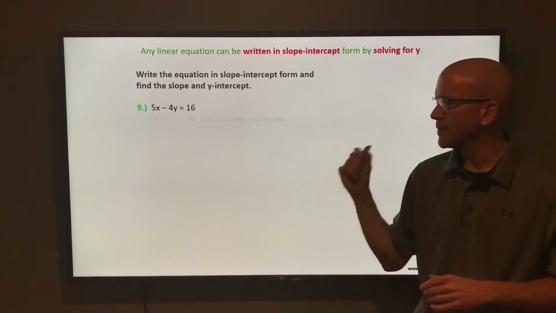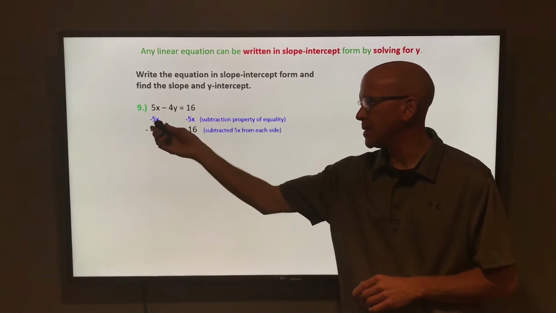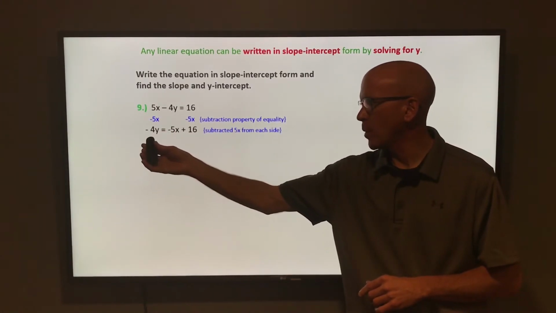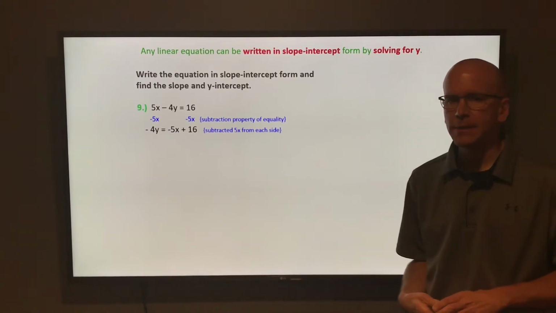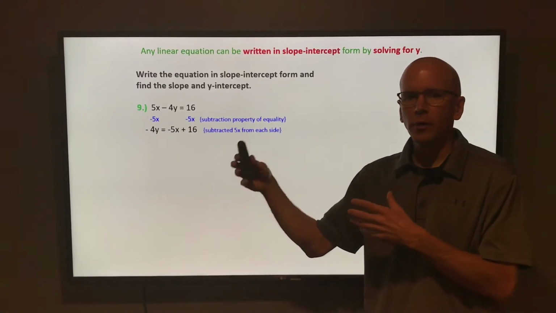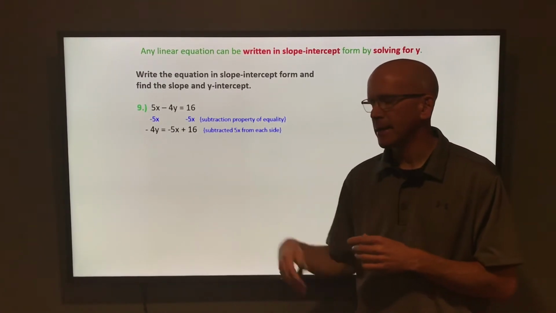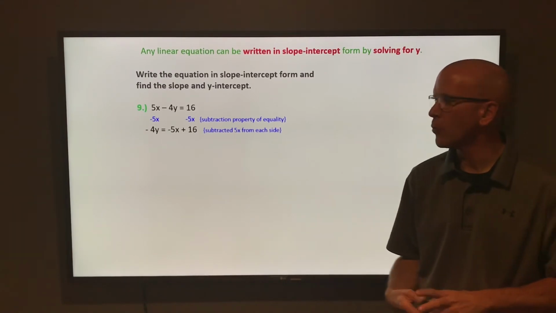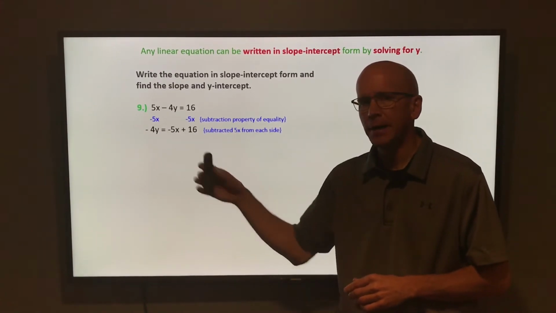So to move that 5x to the right, we're going to subtract 5x from each side. You end up with -4y equals -5x plus 16. Now you have to get the -4 away from the y, so divide each side by -4. Now when you divide each side by -4, you're dividing each term by -4.